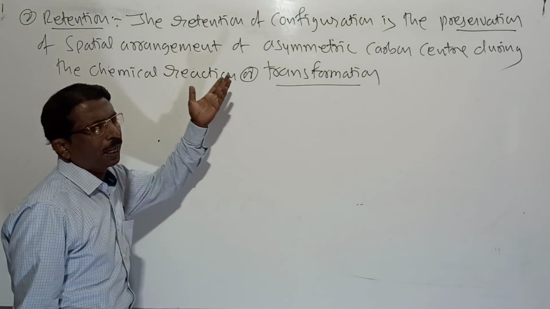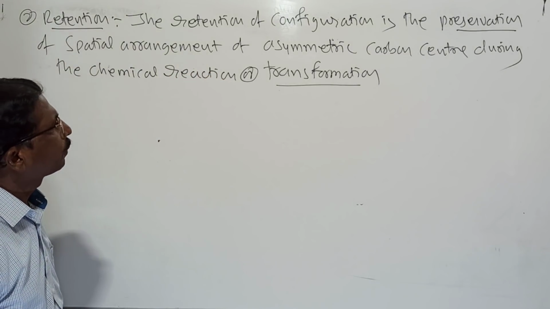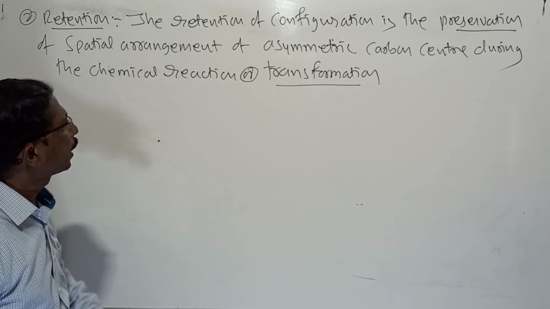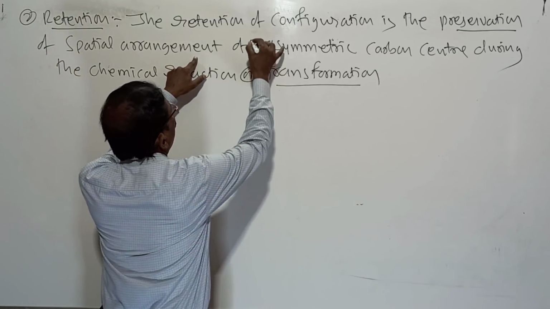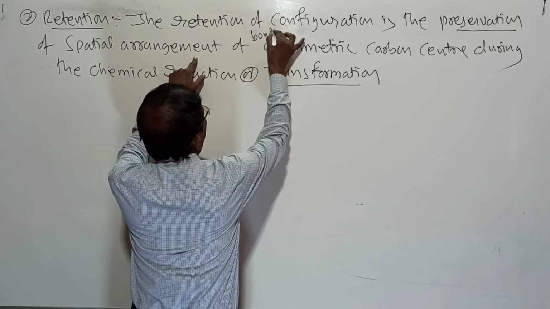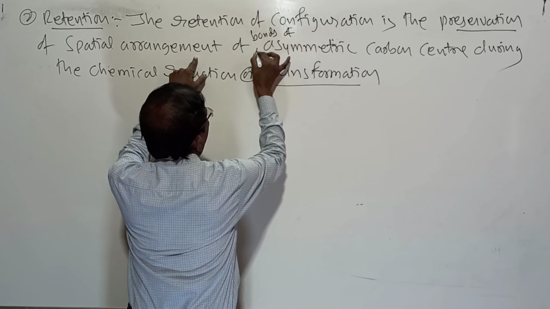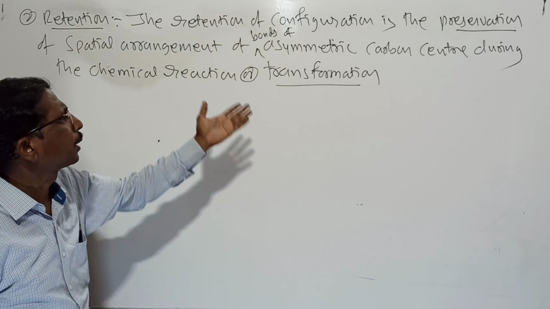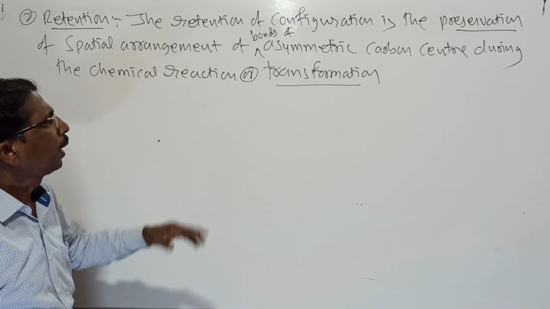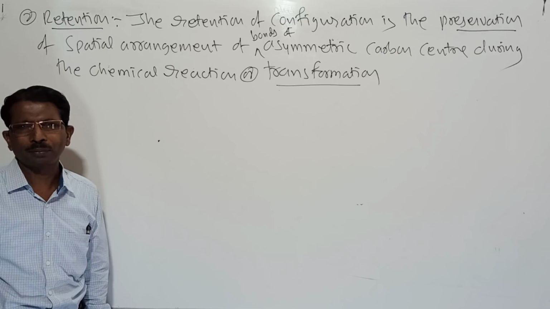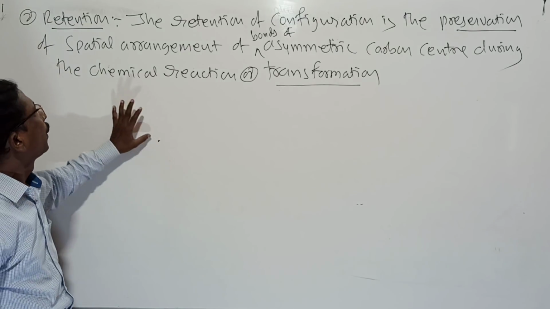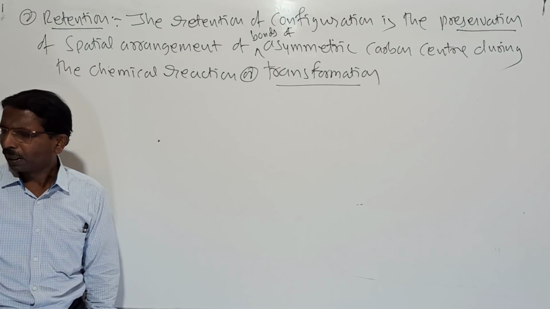You may also write it like this: the retention of configuration is the preservation of the spatial arrangement of bonds of the asymmetric carbon center during the chemical reaction or transformation. So it is called retention of configuration.